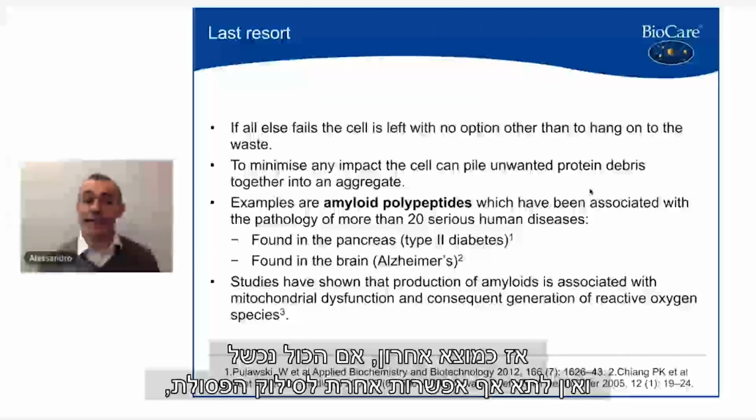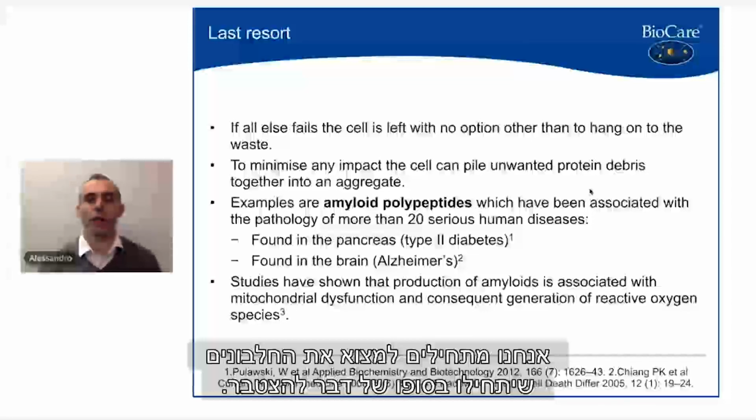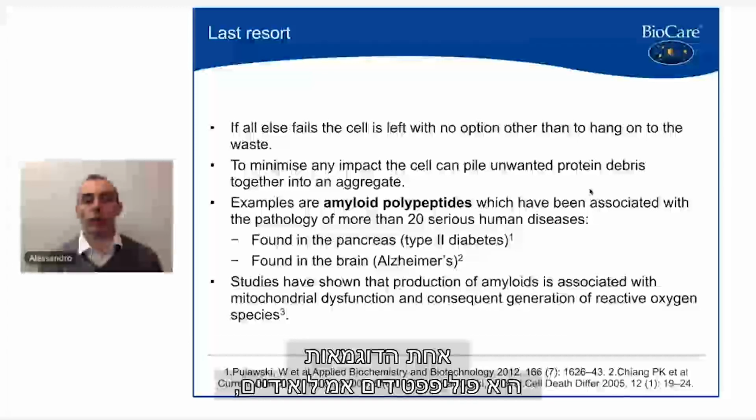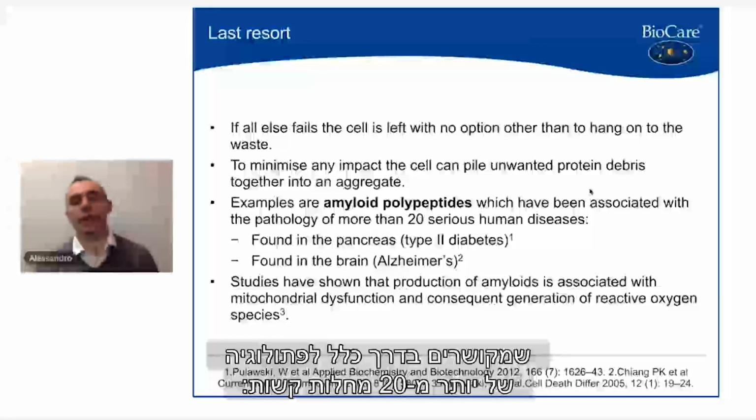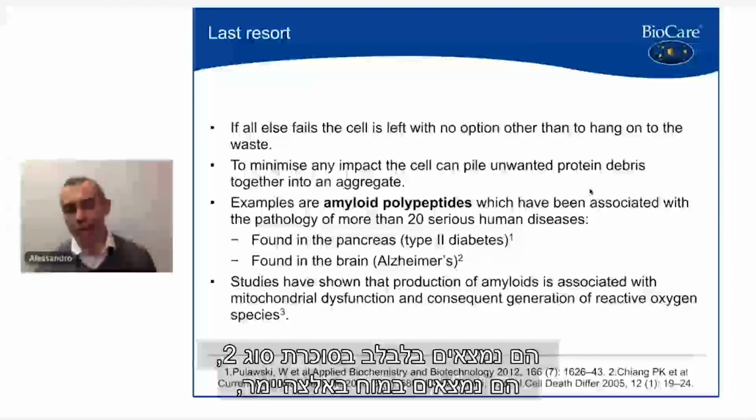So as a last resort, if everything fails and the cell has no other option to remove the waste, this is when we find the protein debris will eventually start to aggregate. One of these examples is amyloid polypeptide, which has normally been associated with pathology for more than 20 serious diseases, found in the pancreas in type 2 diabetes, found in the brain in Alzheimer's.